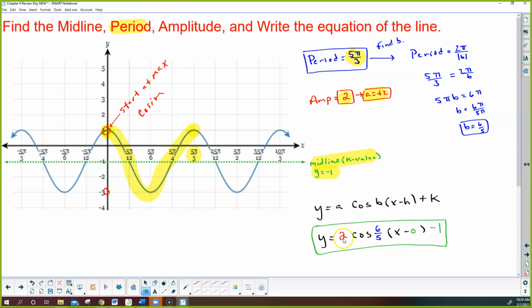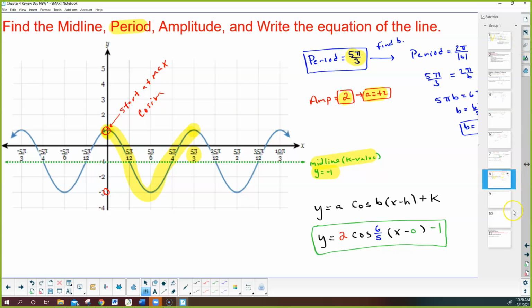So what do we know? We know a is 2. I found the b. That's the most amount of work you're going to have to do for a problem like this. The h is 0 because I'm starting right at cosine. And then the k is 1. That's your midline. So we did the warm-up. We did a problem like this. Hopefully you're feeling more and more comfortable with that.